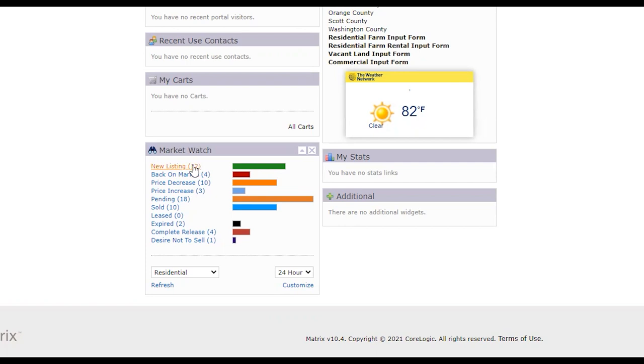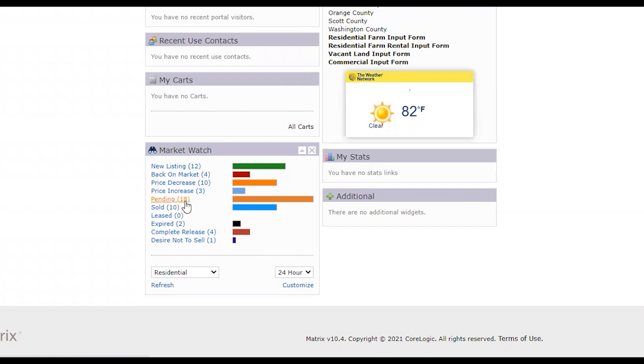So in the last 24 hours, 12 new homes hit the market. Four more came back on the market, so there's 16. And there were three price increases in the last 24 hours, guys. We haven't been seeing that. Now look here. We've had 12 new, four back. That's 16. We pended 18. So we only took off two more than we put on in the last 24 hours.